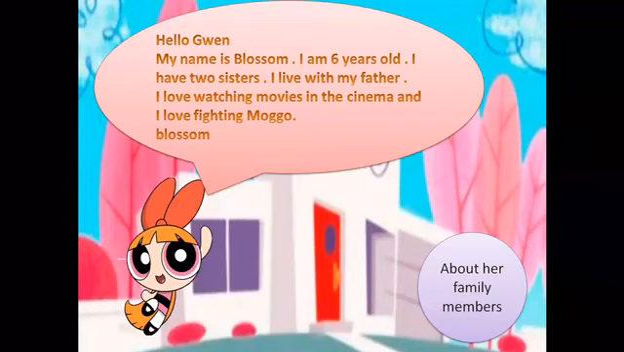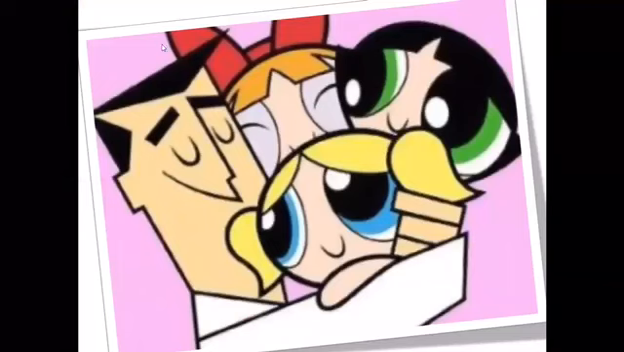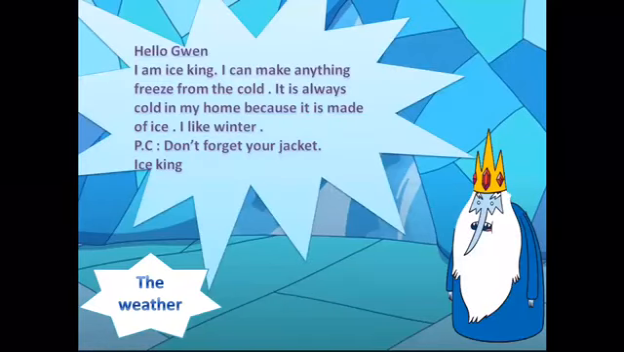Look, these are her family members, two sisters and her father. So the first subject, talking about yourself, is what Gumball said. And now we have Blossom talking about her family. Now we have Ice King. Who can read the passage? Okay, let me choose. Ali Amjad?